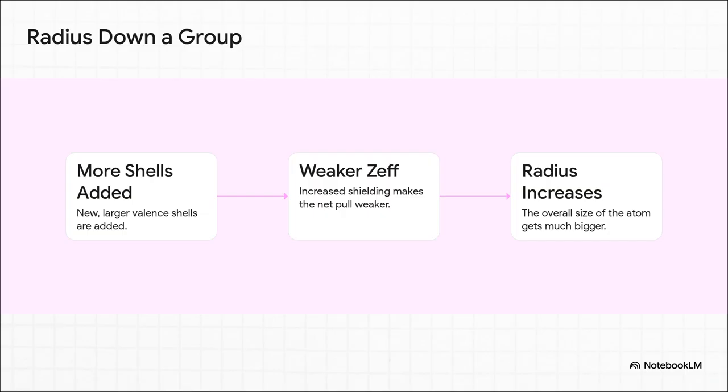Going down a group, though, is the complete opposite story. For one, we know Zeph gets weaker. But on top of that, you're adding whole new shells or layers of electrons.